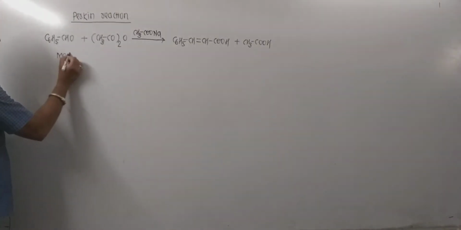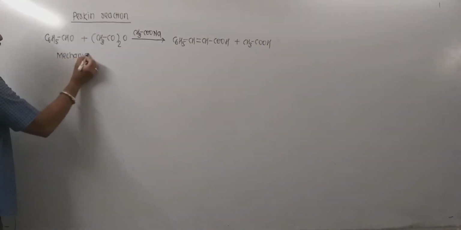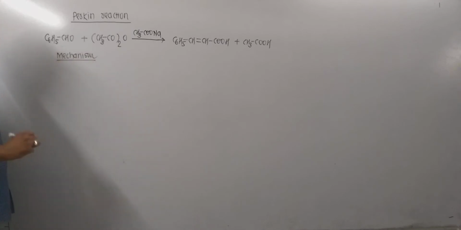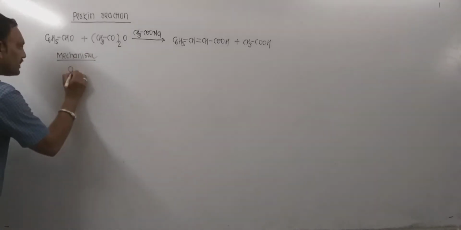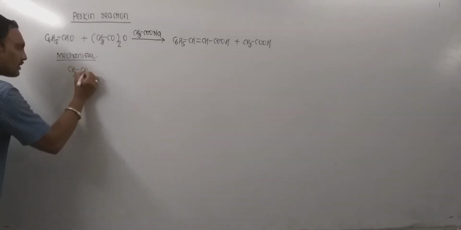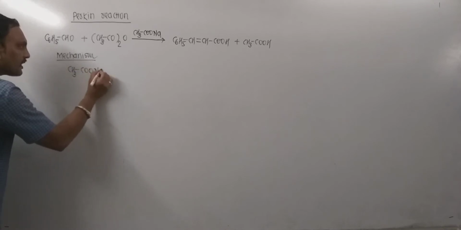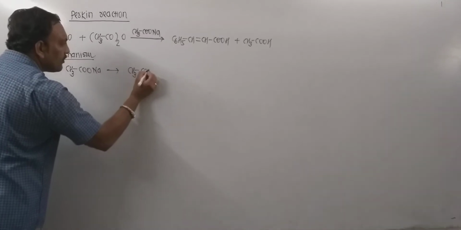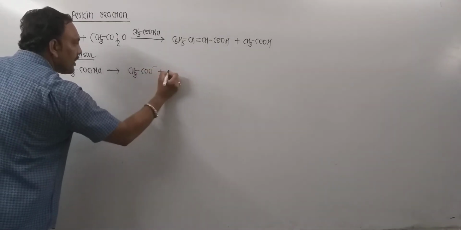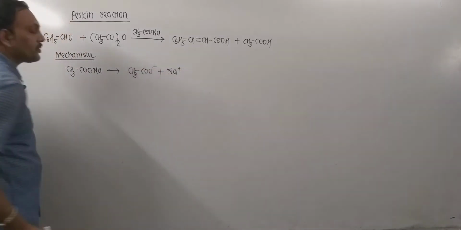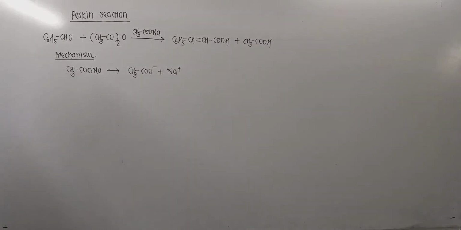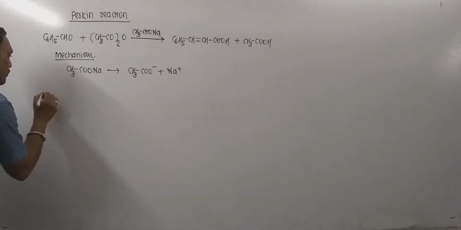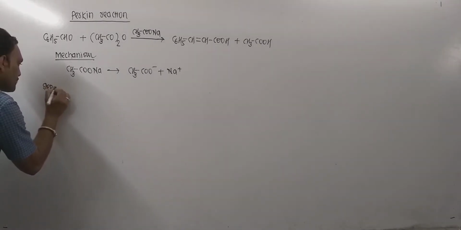Now mechanism is so important. Now in this case what happens exactly? This sodium salt of carboxylic acid undergoes dissociation, and that leads to the formation of acetate and sodium ions. Now very important thing is what happens in the very first step.